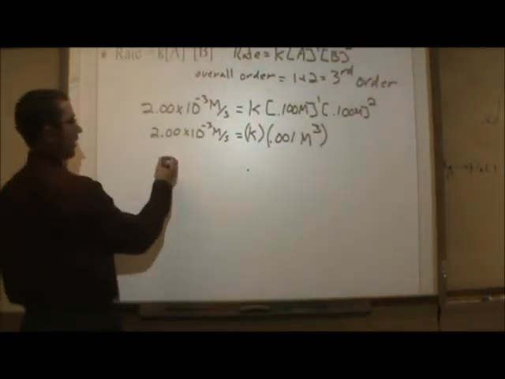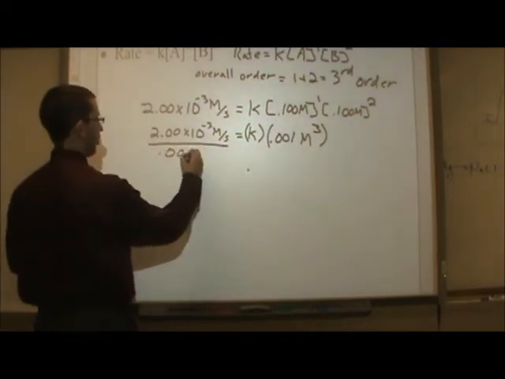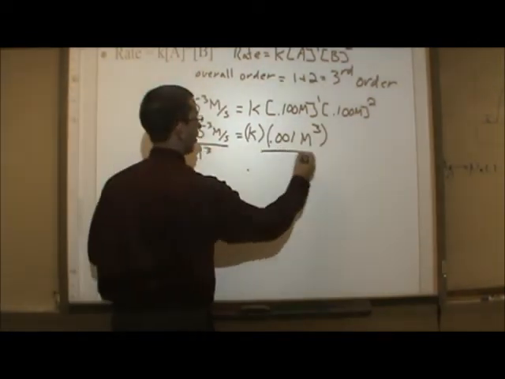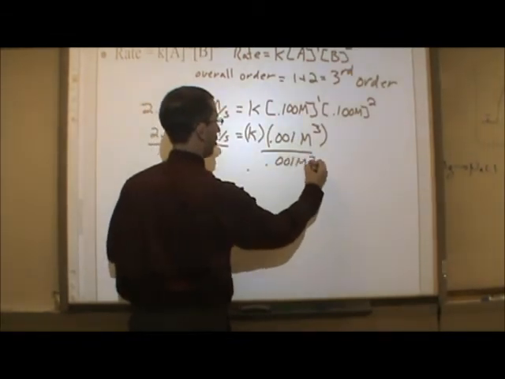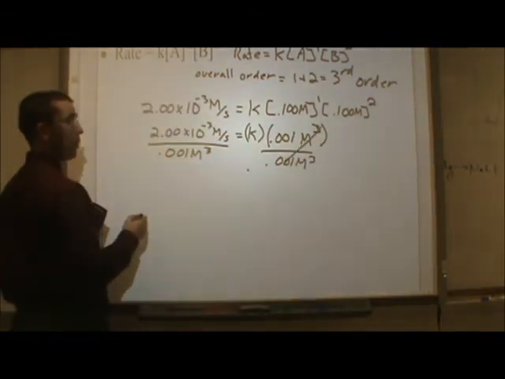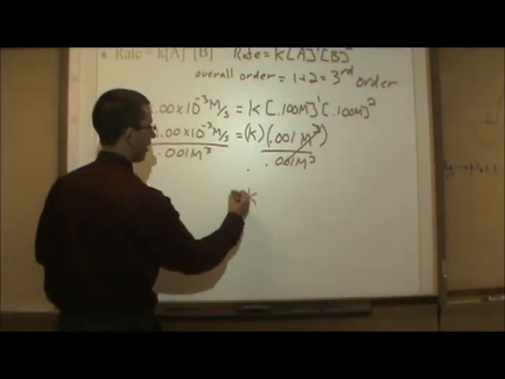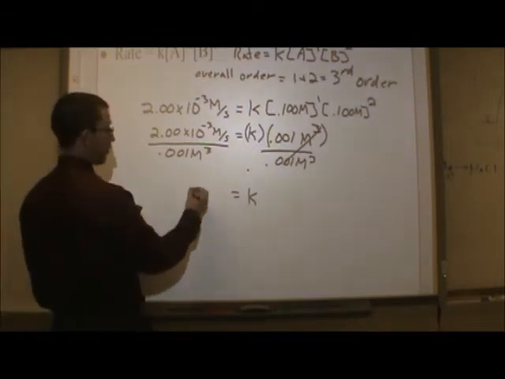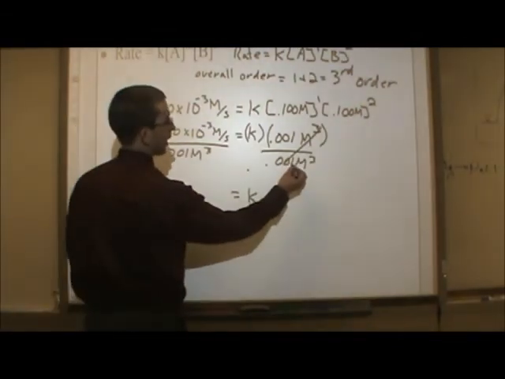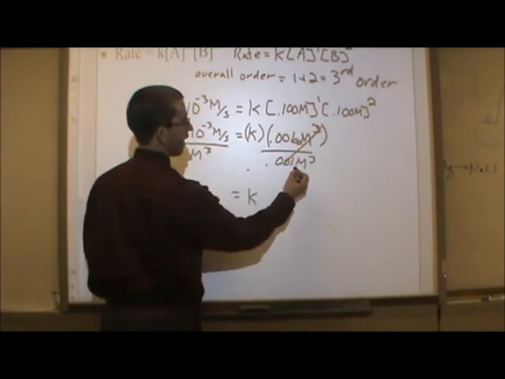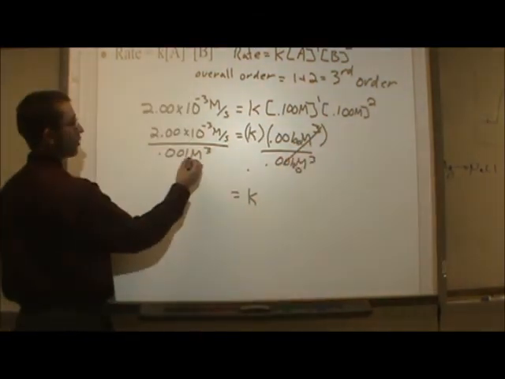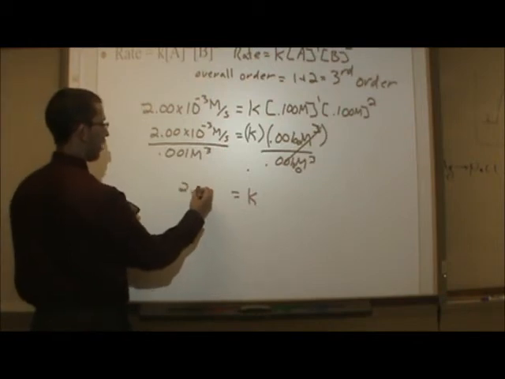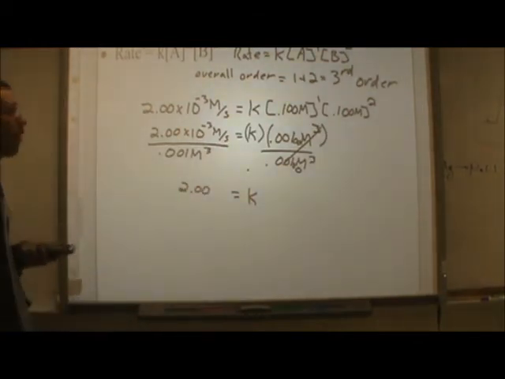So let's do that. I'm going to divide this by 0.001 molarity cubed, this by 0.001 molarity cubed. Those cancel out. Let's look at what I'm going to be left with. So K is equal to, let's get the number first. All right, this comes out to be a nice number. With sig figs, those should have a couple more zeros added on. So with sig figs, this will give you 2.00.